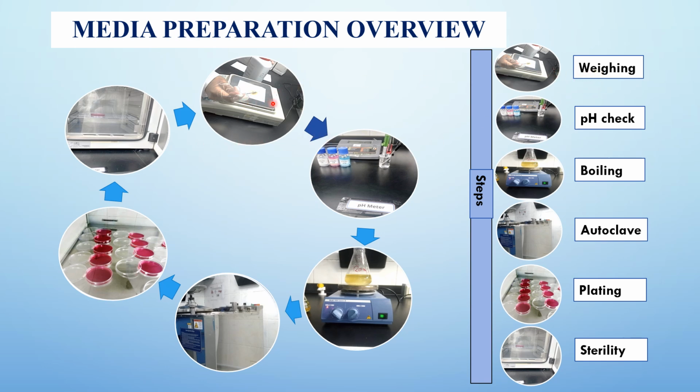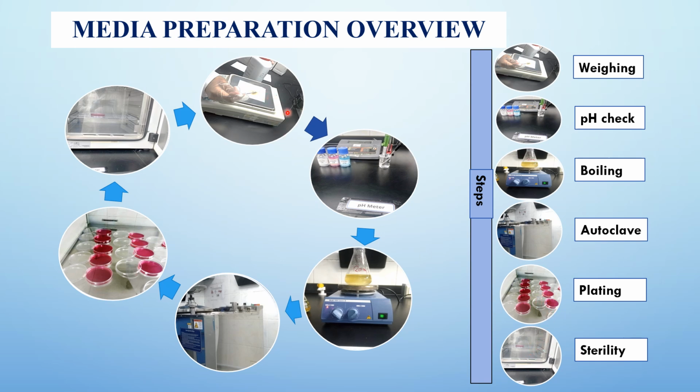of culture media, then we'll go for the pH meter and the pH of the media. This is also very important. Then we'll go for boiling for complete mixing of the media. The next step is the sterilization of some media. For some media, boiling is only used for sterilization purposes. After sterilization, we'll do plating, in which we will pour the media into the plates, and lastly we'll go for sterility.